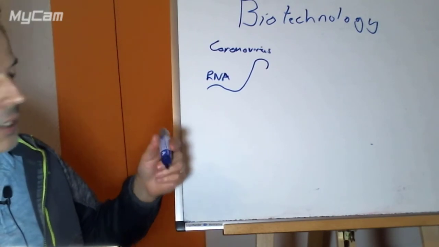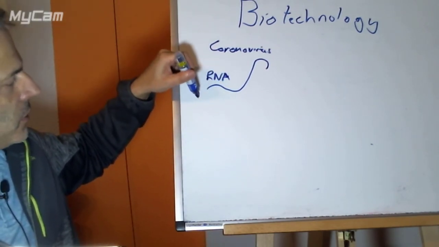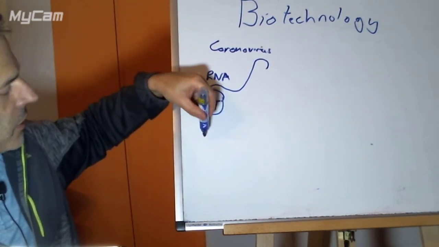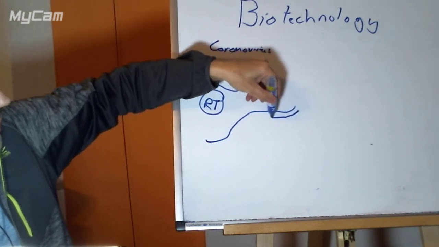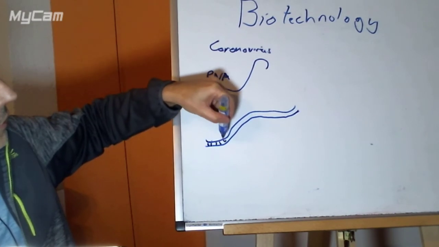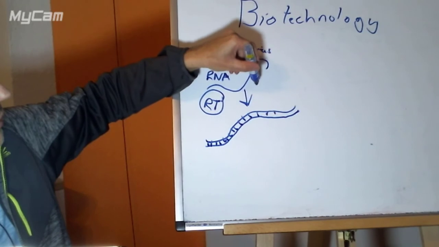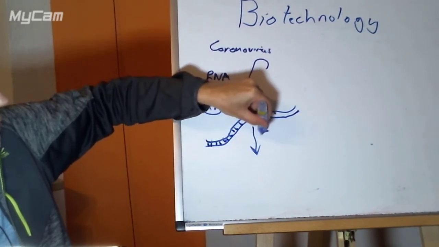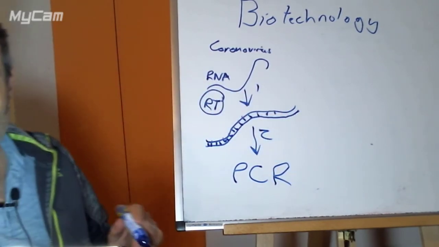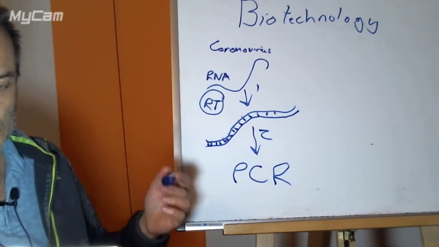But if we find the RNA and we reverse transcribe it, so we need reverse transcriptase, then we get DNA for the virus, which doesn't normally exist. But the good thing about DNA is that we know what to do with it. We can do polymerase chain reaction, PCR, that has also been modified by humans to work better.